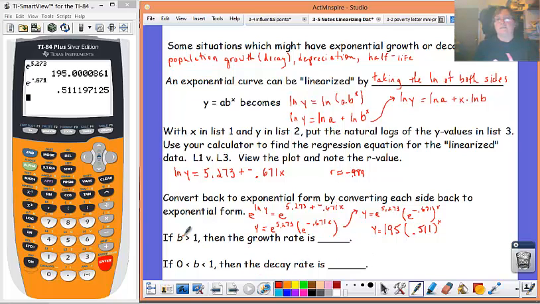And here's the deal. If the value of b is bigger than 1, then the growth rate is b minus 1. That's not the case for us, however. We have a decay situation because the number here is between 0 and 1. The decay rate will be the opposite of that, 1 minus b. So our decay rate in this problem would equal 1 minus 0.511, which is 0.489.